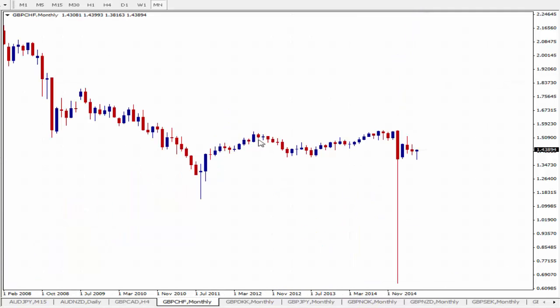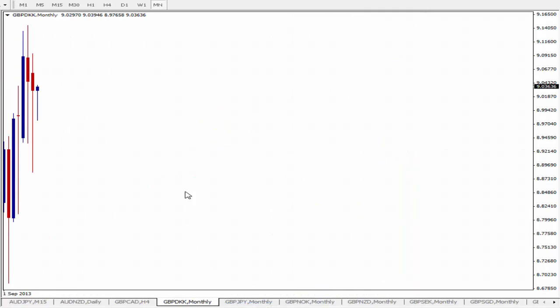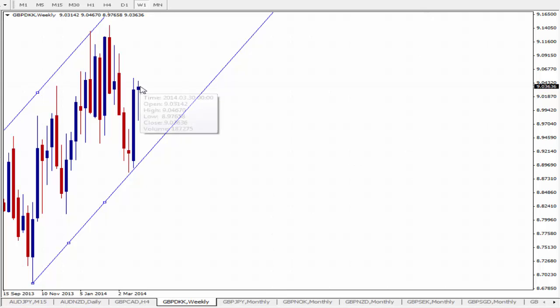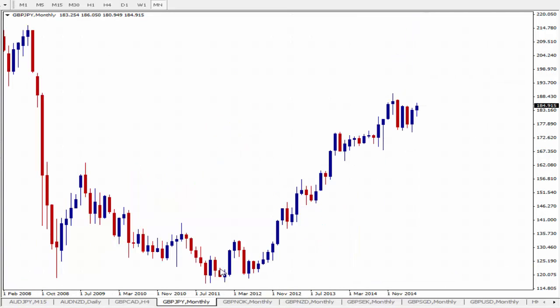Okay, this monthly chart is just not very promising at all, so close that. Okay, you can see although it seems to be forming a channel, it's forming a very wide and very erratic movement on the monthly chart, and it's already in the middle of the channel, so no, I wouldn't want to be involved there either.